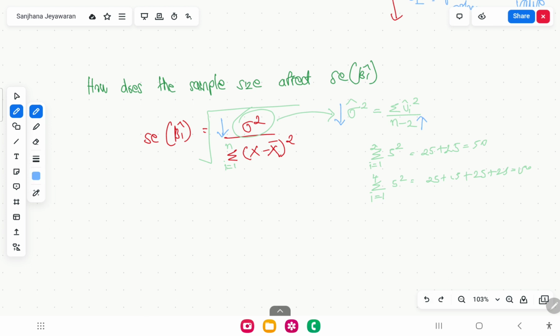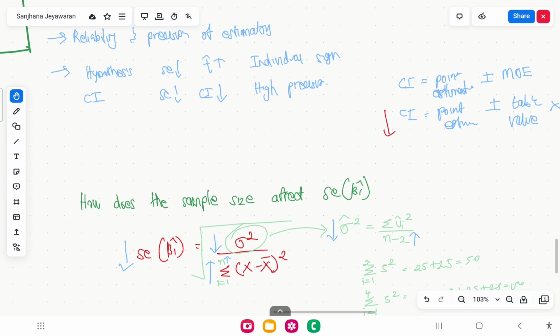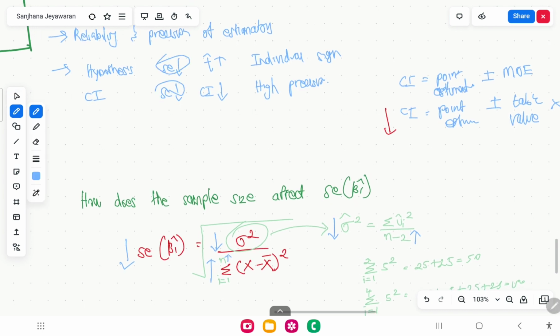So what is the effect of increasing the sample size? When we increase the sample size, the denominator is going to increase. So when the sample size is increased, the numerator is decreasing and the denominator is increasing. Therefore, the ultimate effect on the standard error is a decreasing effect. So is it good or bad having a low standard error? It's actually good, as I've explained over here. When there are low standard errors, we can prove individual significance and high precision of the confidence interval.